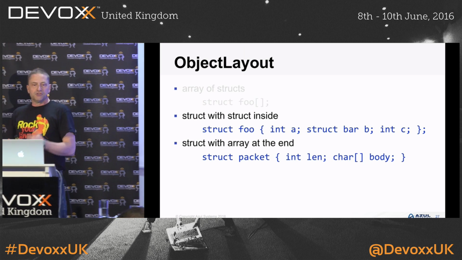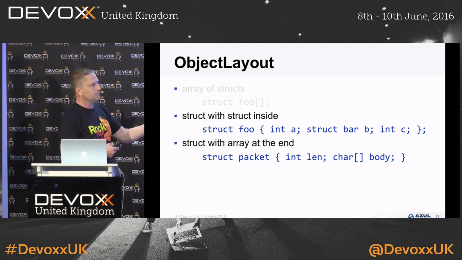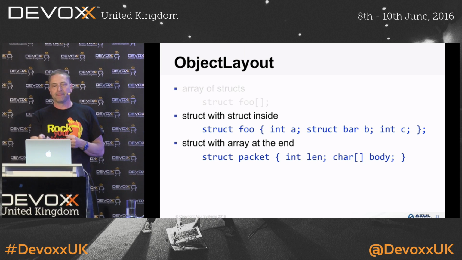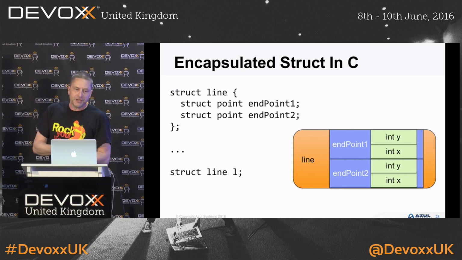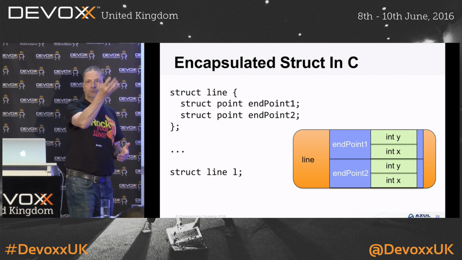So let's look at the other two things that we're dealing with here. One is the idea of a struct with a struct inside, the other is a struct with an array at the end. So again, going back to looking at how we do these things in C, this is where we'd have a struct within a struct.